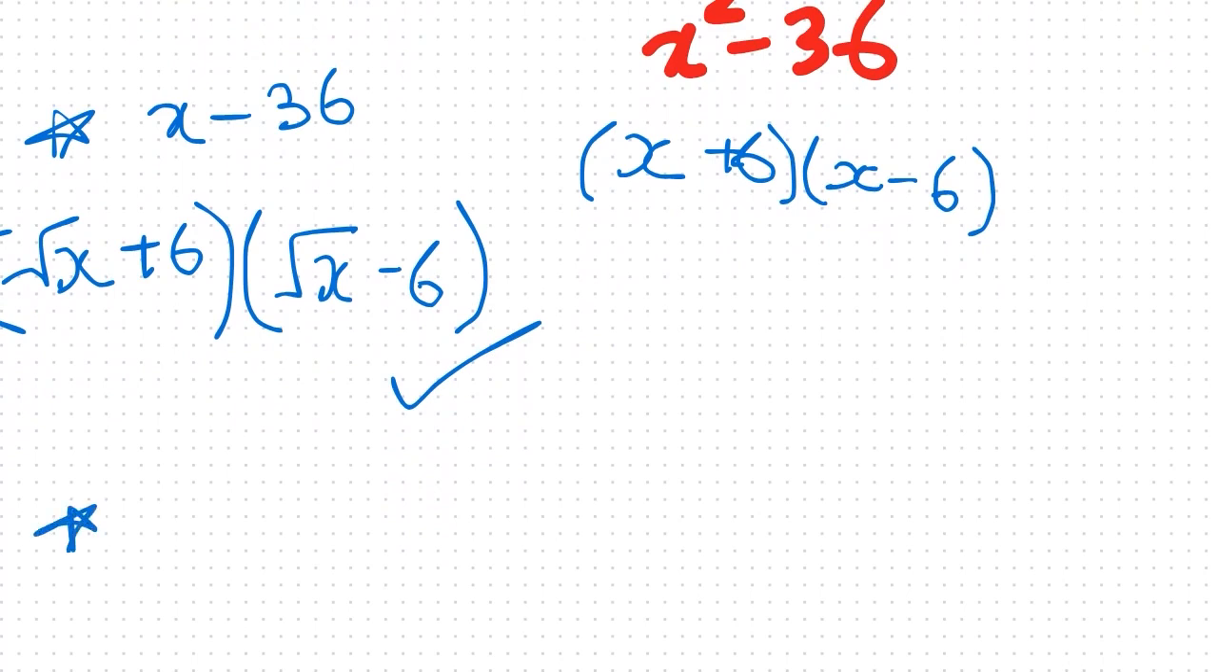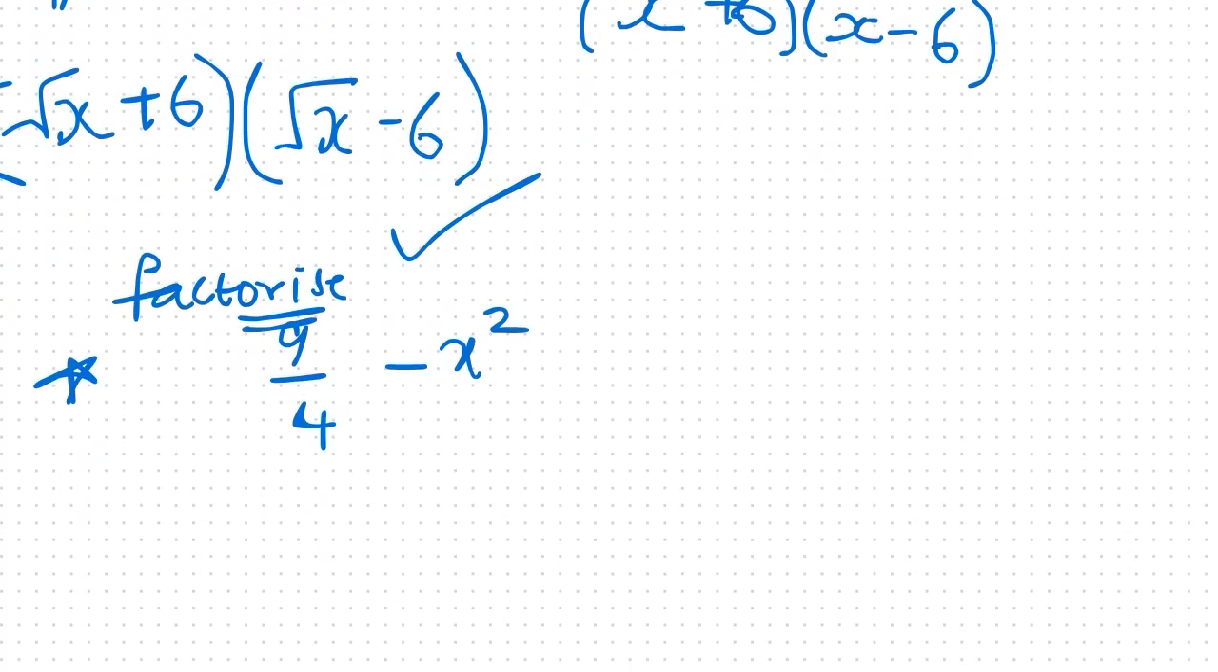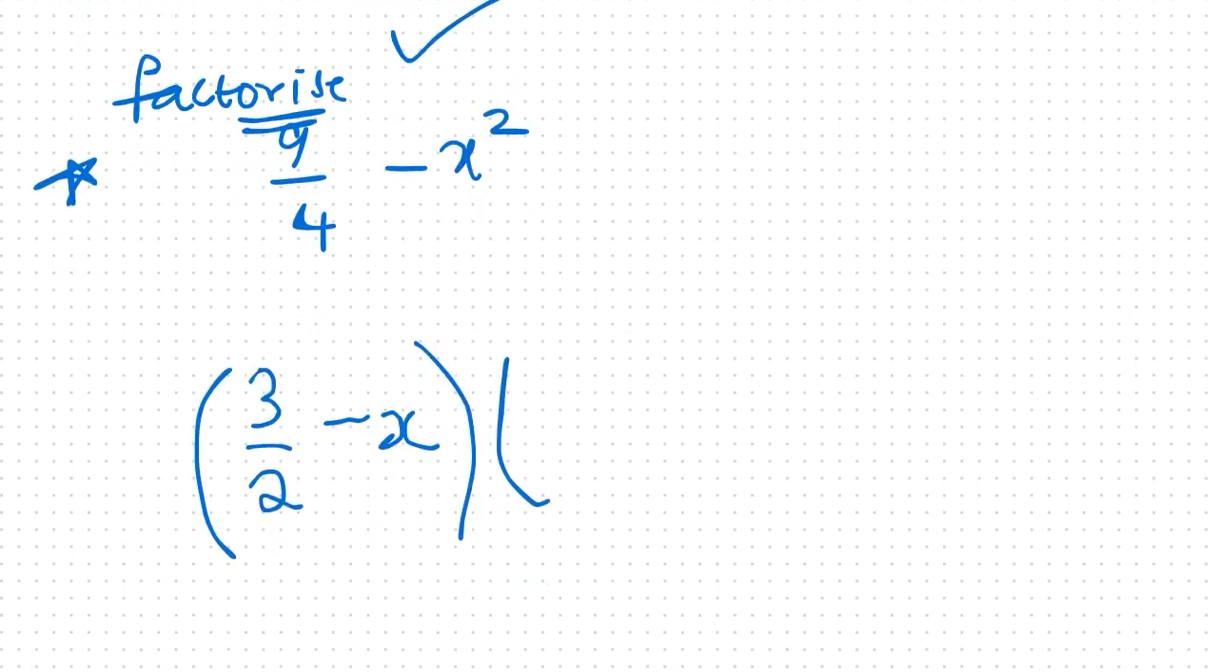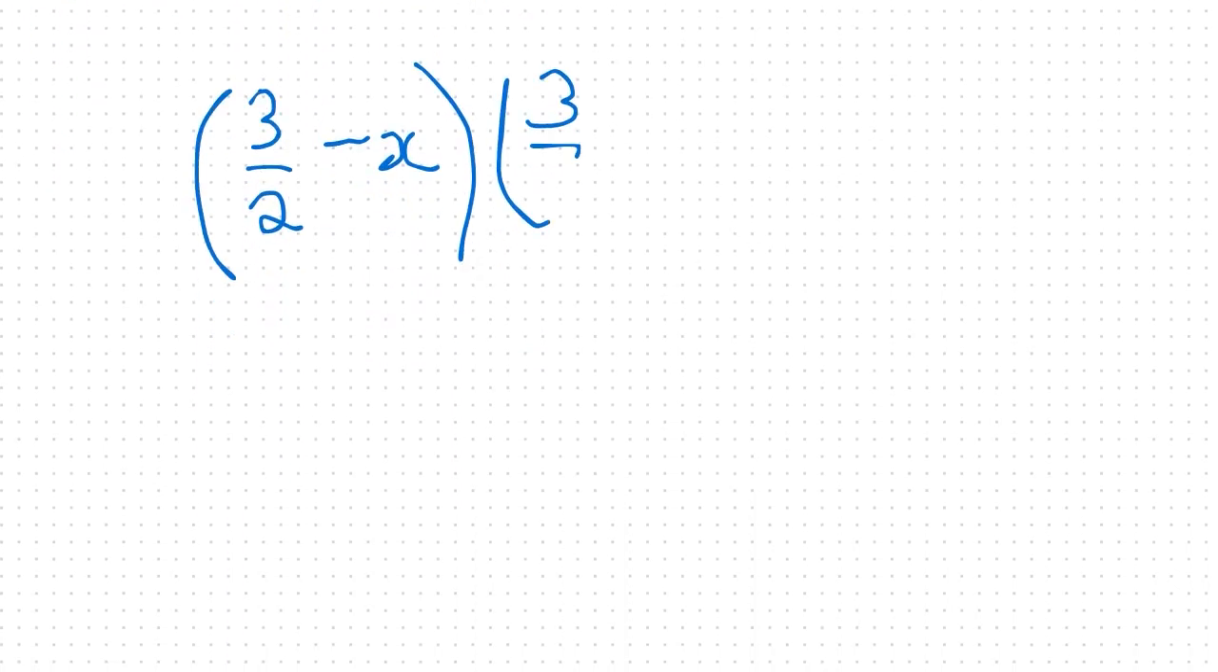Let's say 9 by 4 minus x squared. How do you factorize this? That's 3 over 2 minus x over 2. That's it.